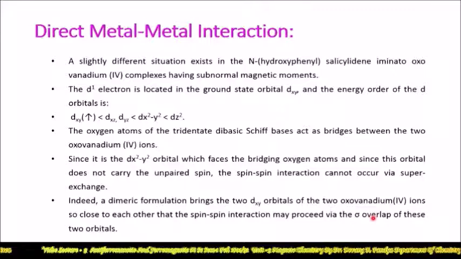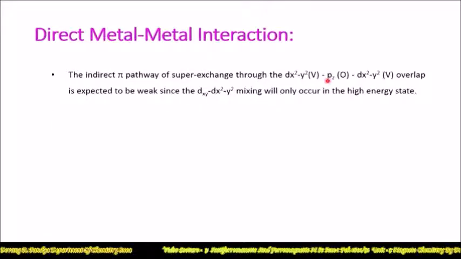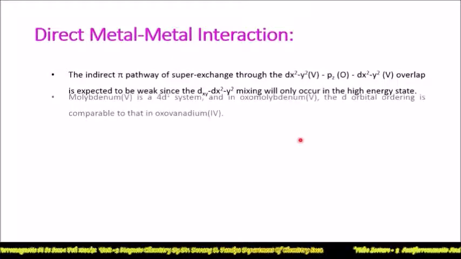The indirect pi pathway of super exchange through the dx square minus y square to pz oxygen to dx square minus y square of vanadium overlap is expected to be weak, since the dxy to dx square minus y square mixing will only occur in the high energy state.